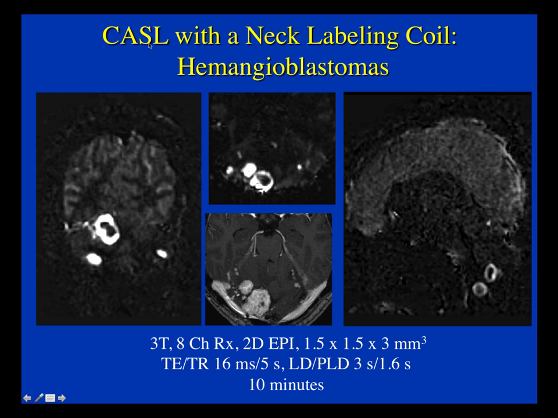Here's another example of continuous ASL performed on a patient with hemangioblastoma. You could see the tumor, very high blood flow in the tumor and no blood flow in the central part of the tumor. And you could see the blood flow in the tumor is much higher than the background gray matter blood flow. And the same tumor in the axial plane is shown in the middle over here.